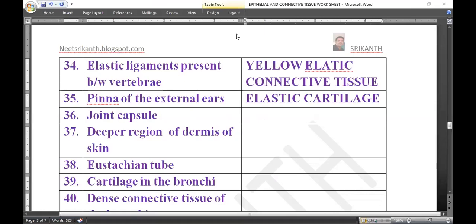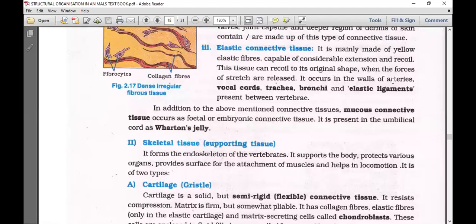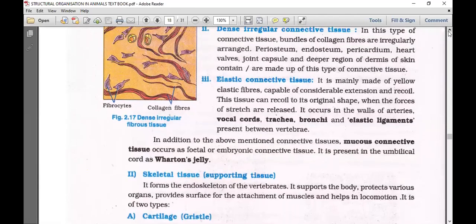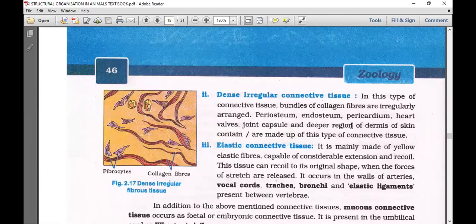Joint capsule. This is also from the connective tissue itself. People are not answering, which means we need to check there. You see this? In the dense irregular connective tissue, we have this joint capsule. Now you answer.